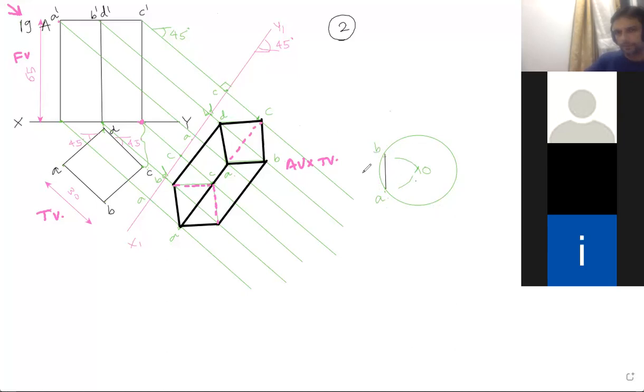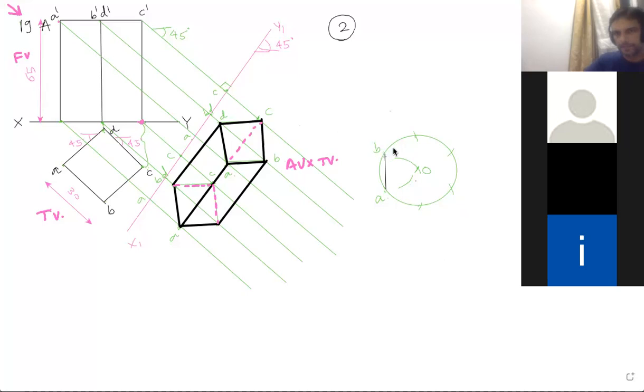Then from A, you cut down. The side will be equal to AB. From B, you will cut up. From here, you cut on the right side. From here, you cut on this side. So you get a hexagon.